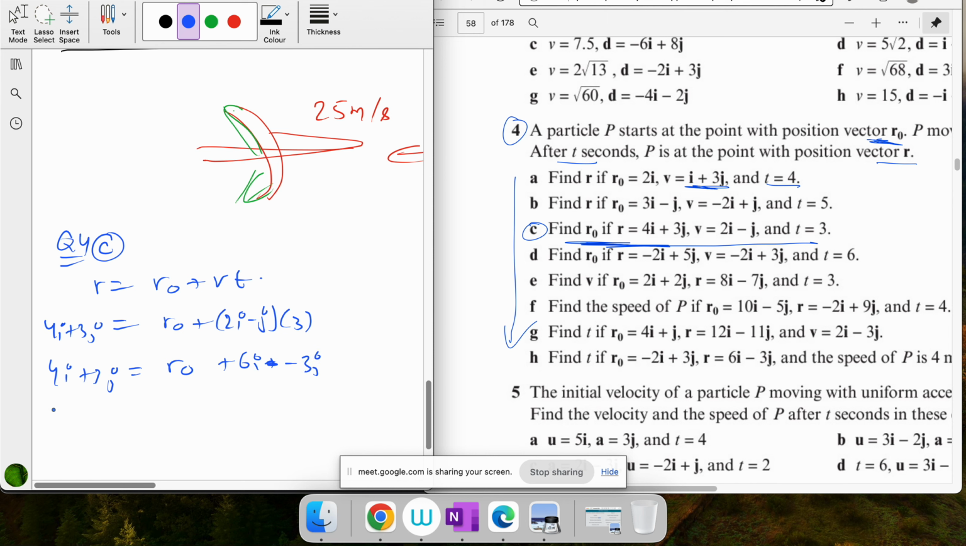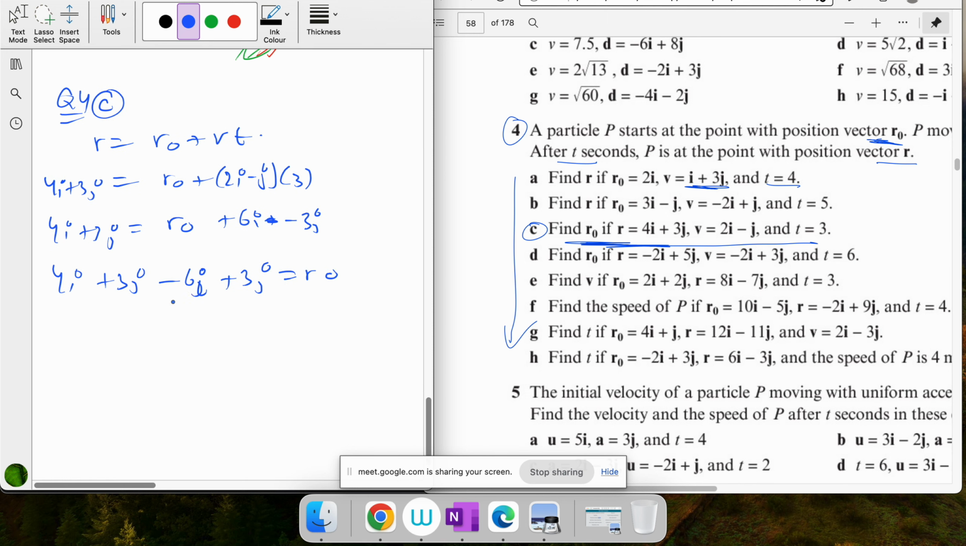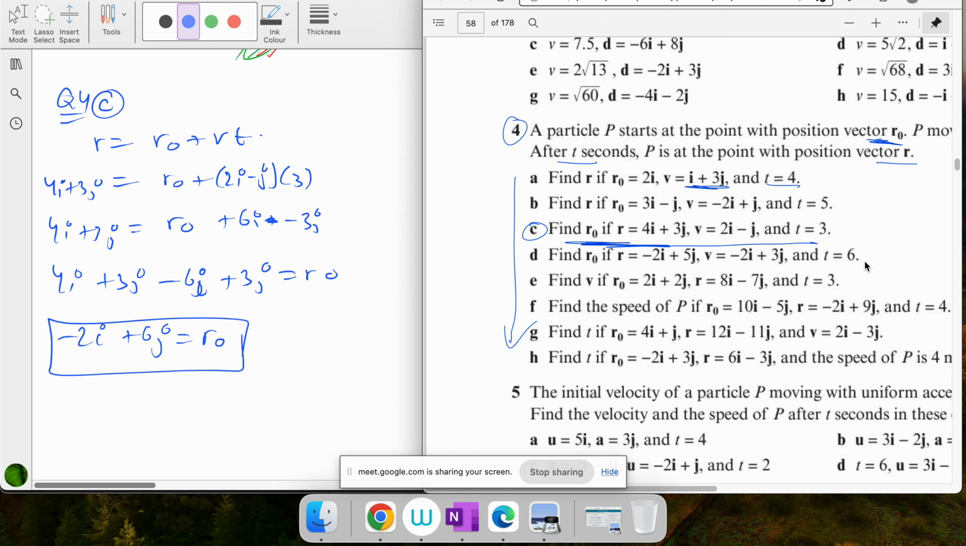When we take this on the other side, signs would change. 4i plus 3j, you take 6i on the other side, that is negative 6i, and positive 3j, equals r naught. So 4 minus 6 is minus 2i, 3 plus 3 is 6j. So the initial position is minus 2i plus 6j. Is this clear?